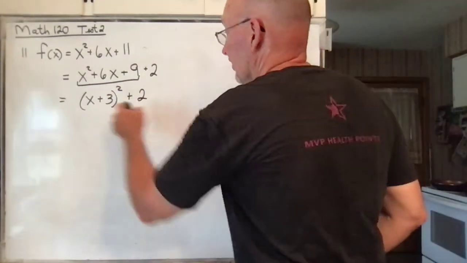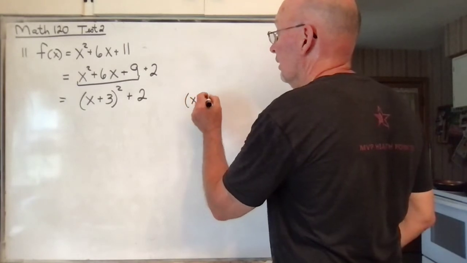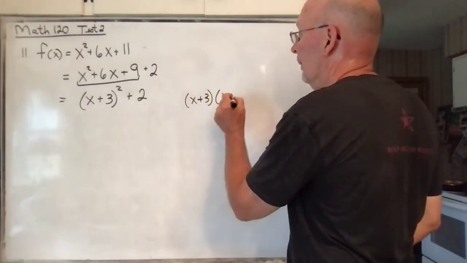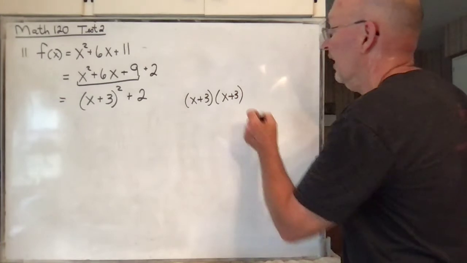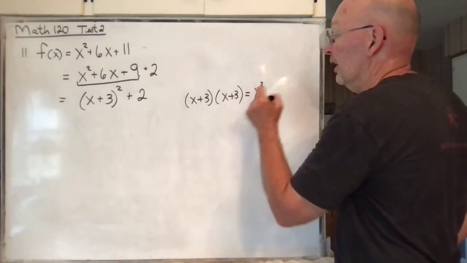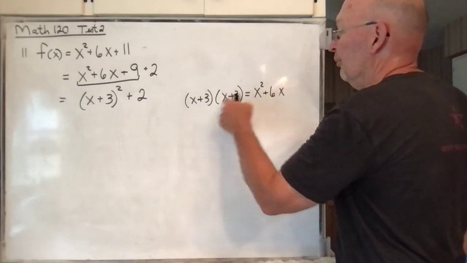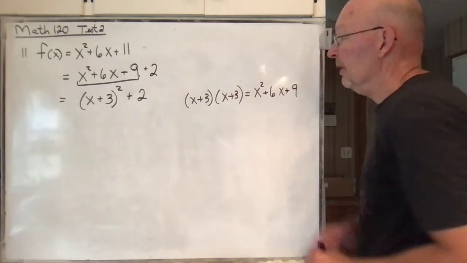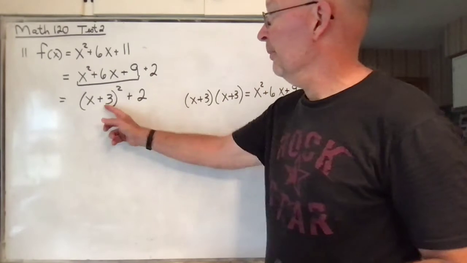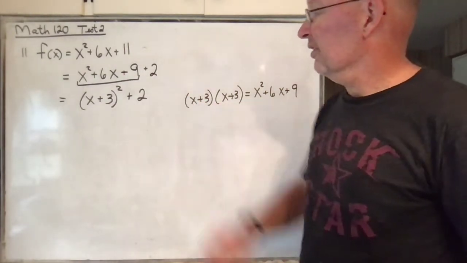Do you agree? Because x plus 3 quantity squared is x plus 3 times x plus 3, and if you FOIL that out, you're going to get x squared plus 3x plus 3x is 6x, and then 3 times 3 is 9. See that? So this, which is the same as that, gives you this.